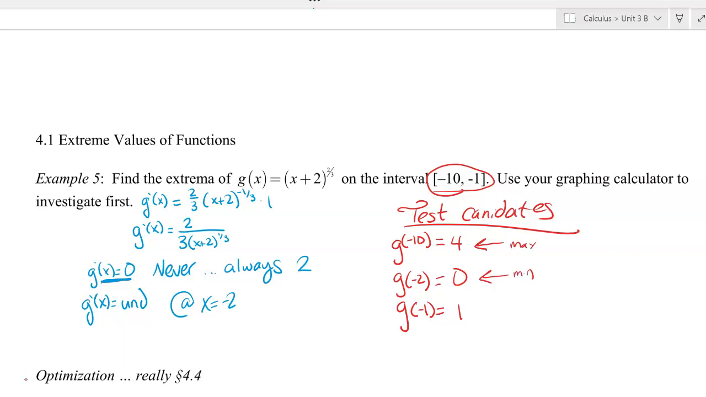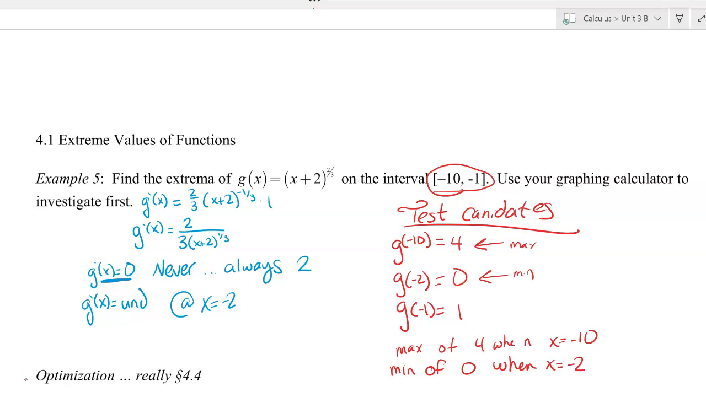And I literally just need to write that out, saying, okay, I've got a max of 4 when x equals -10, and I have a min of 0 when x equals -2.